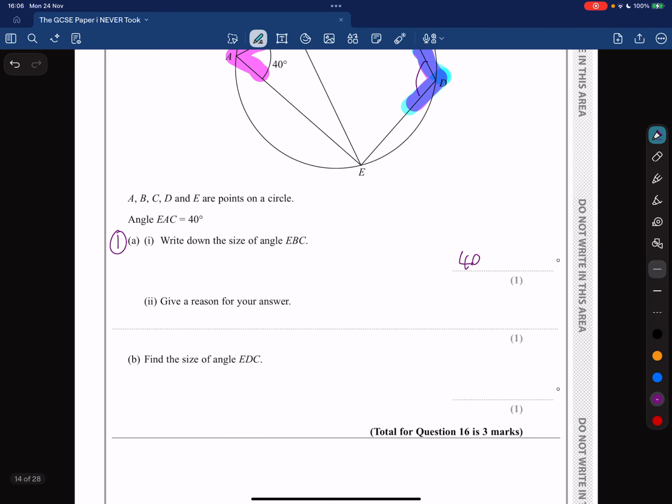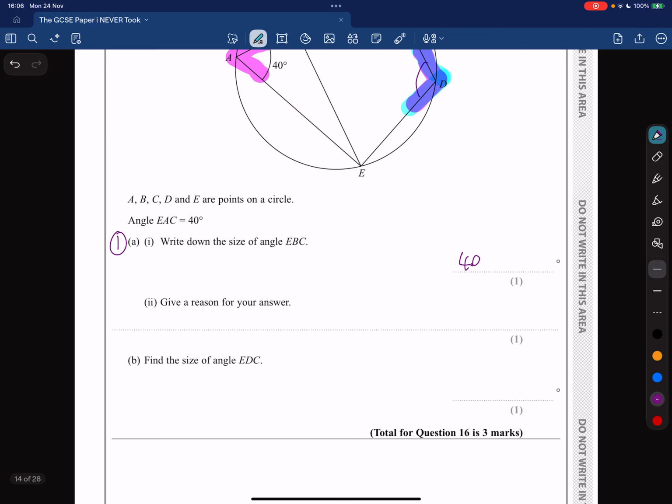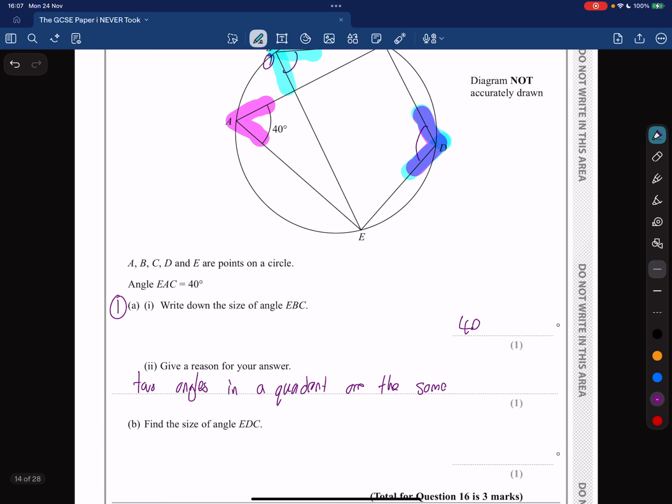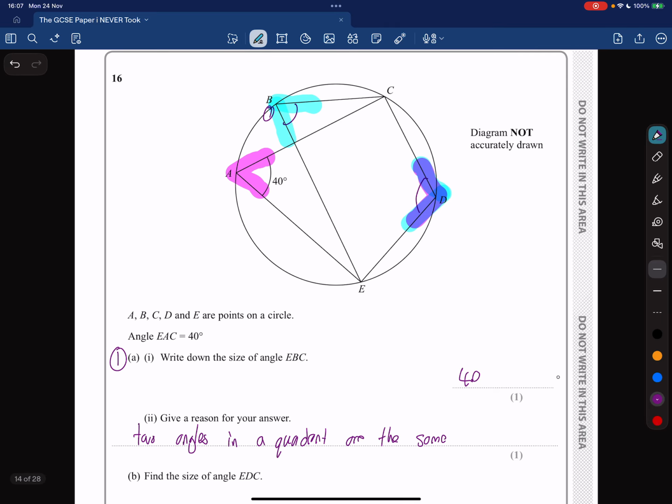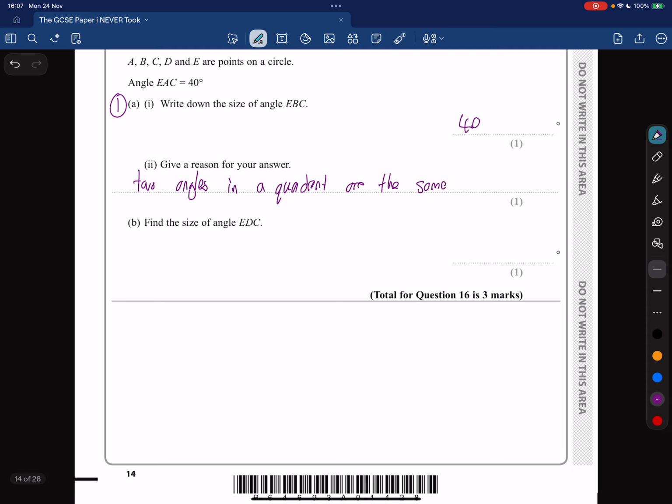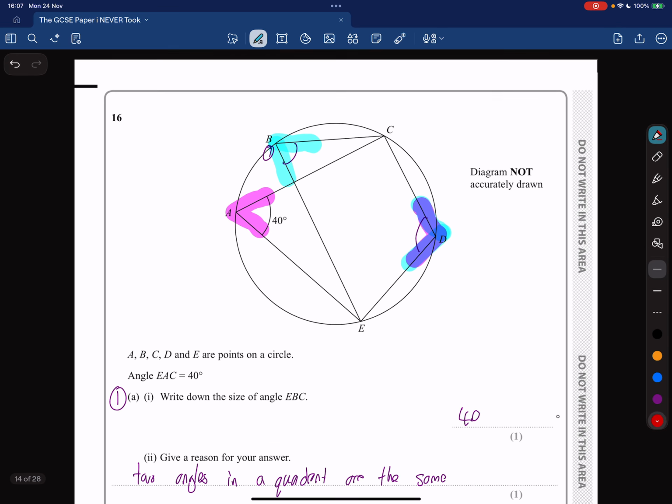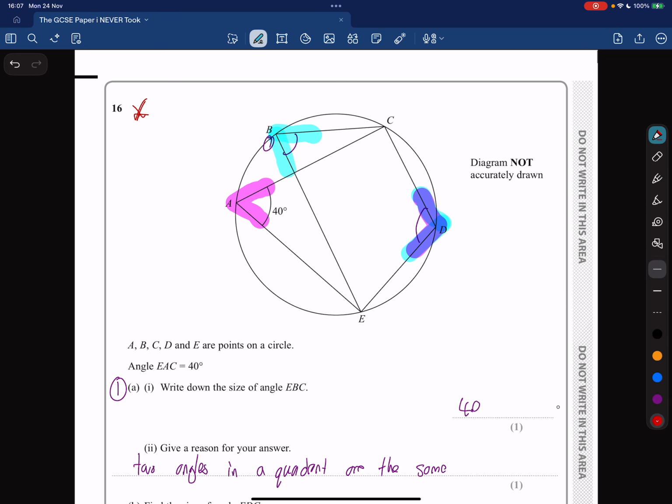And I cannot remember the proof, but as I said, try and write something down. I'm going to put two angles in a quadrant are the same. And then find the angle of EDC, which is the one I've highlighted earlier, which would be 180 minus 40, which would be 140 degrees. And I'm interested to see because I'm not sure, so let's start that one.